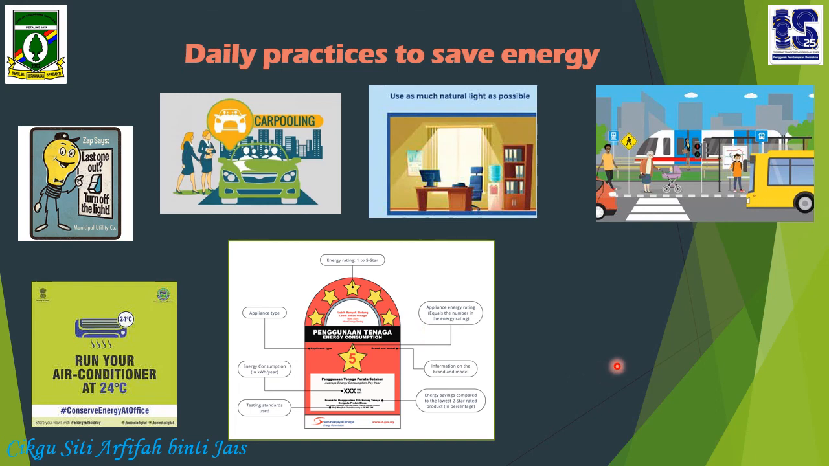What else? Actually, there are many more things you can do. For example, you can change the sources of energy. You can also install solar panels, so some of the electrical appliances at your home use solar energy. This is one of the methods to save electrical energy.